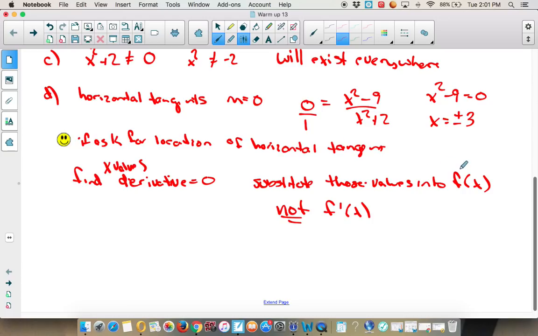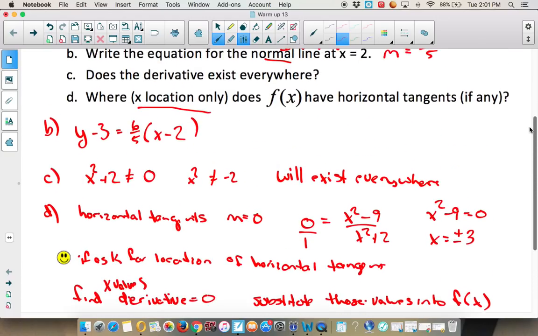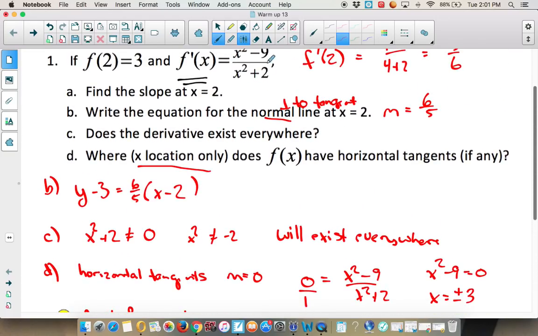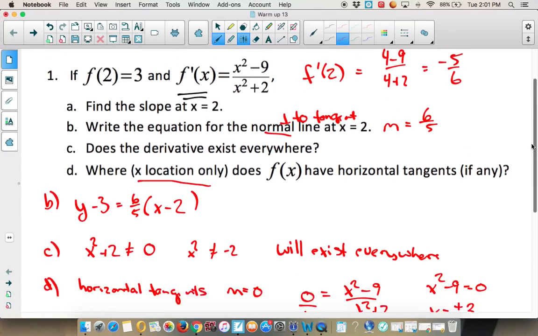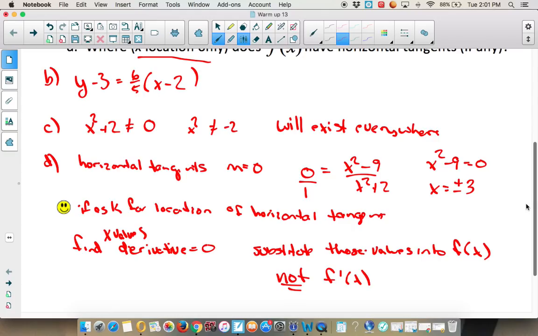We don't know what the original function was here. We'd have to take the antiderivative, and we have no idea how to do that yet. So I don't give you enough information to do that on this problem. But be watching for that, because if I ask for the location or coordinates, that's what you have to do.